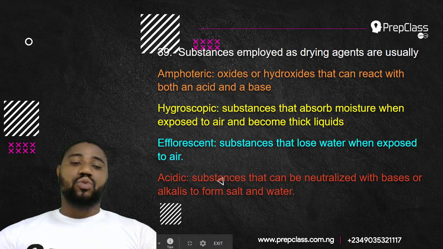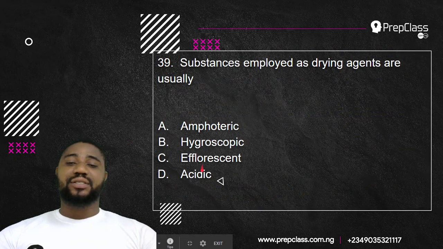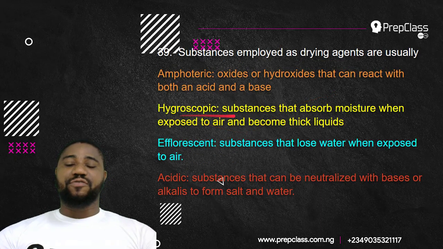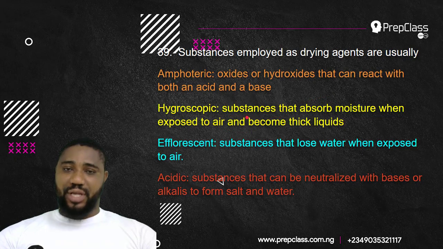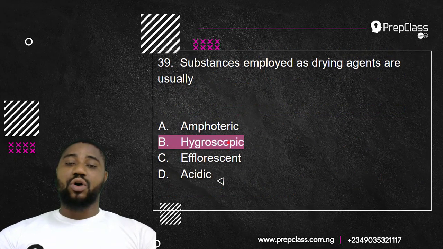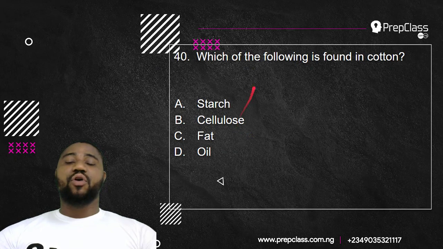So out of all these, which one matches a drying agent? Of course, a drying agent must be a substance that can absorb water, which is moisture. So the best answer is hygroscopic substances. They are mostly used as drying agents. Silica gel and fused calcium chloride are very good examples. So the answer is what? Hygroscopic substances.